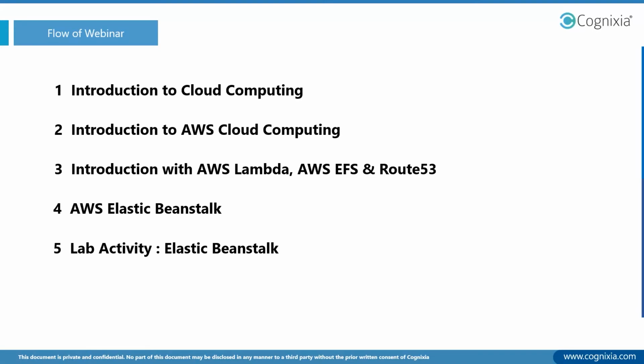This will be the flow of the webinar. First of all, we'll start with cloud computing. Then we'll talk about AWS cloud computing, an introduction of AWS. Then an introduction to AWS Lambda, EFS, and Route 53. We are not taking the labs of Lambda, EFS, and Route 53, but I'll try to explain why people are using them in AWS, because in AWS we have more than 170 fully featured services. So Lambda, EFS, and Route 53 are basically just a few of them.